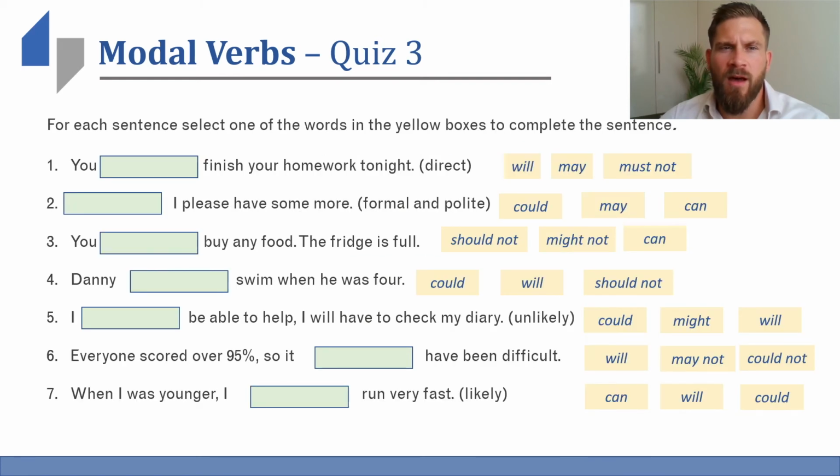Quiz 3 is a bit harder. For each sentence, select one of the words in the yellow boxes to complete the sentence. Pause the video now to write down your answers.